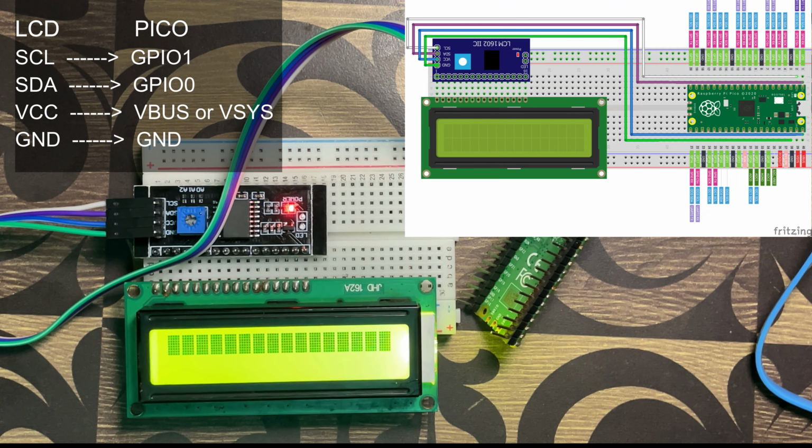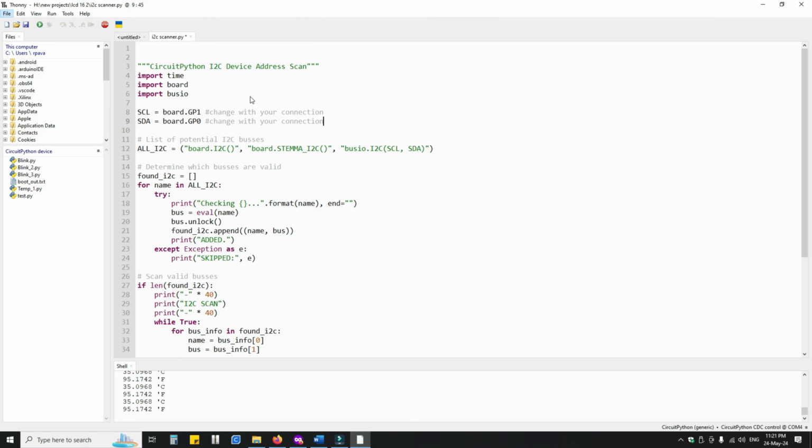Now we are going to come to programming. For the programming, initially we need to know the address of the I2C module. It is sometimes mentioned on the back side of the I2C module by the manufacturer, but in most cases the I2C address is not mentioned. So that's why we need to scan.